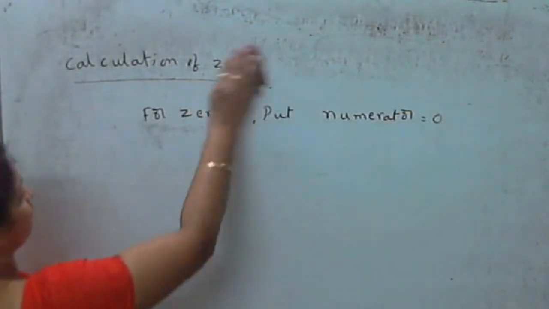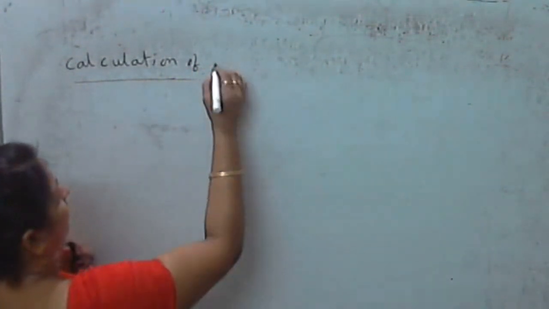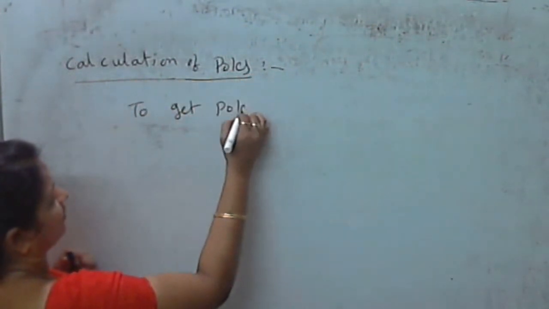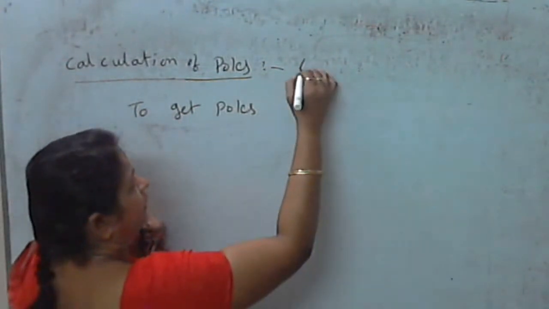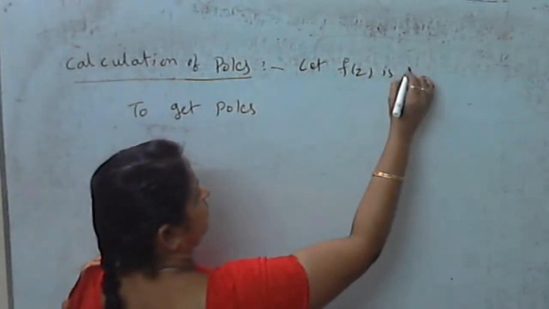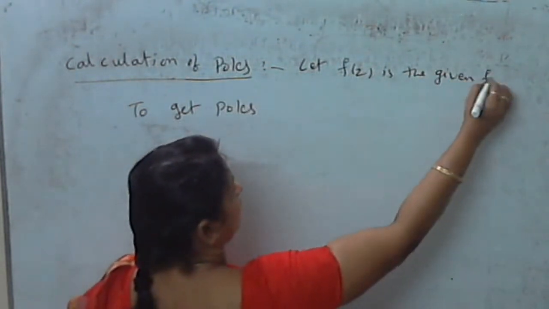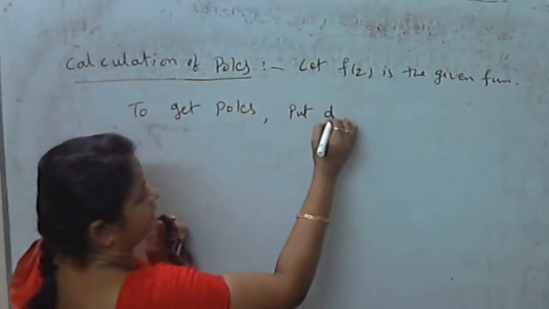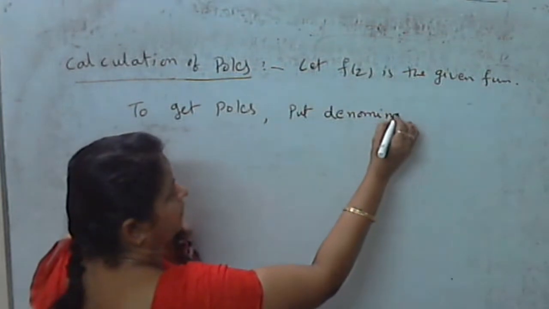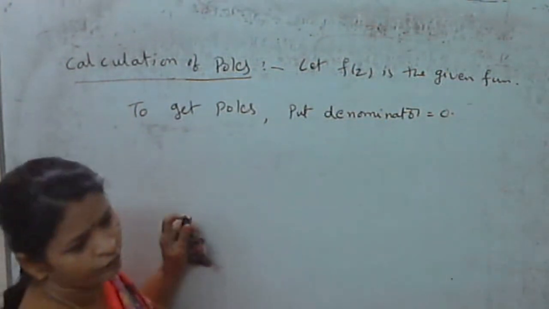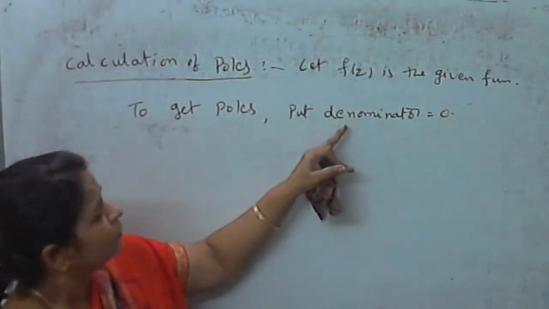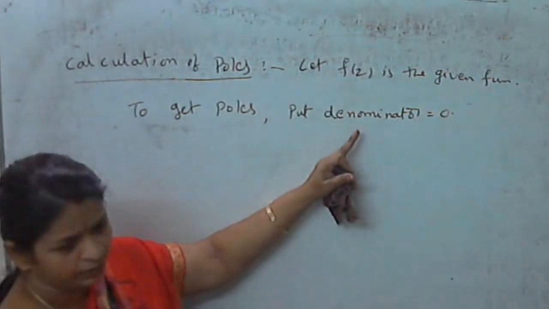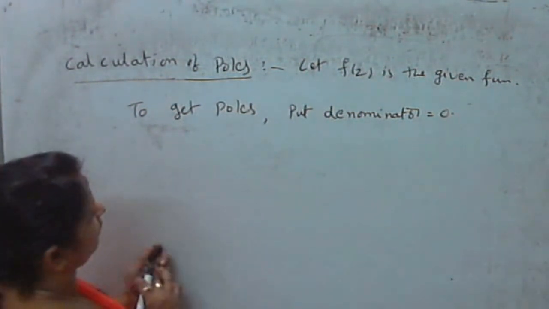Next, calculation of poles. To find the poles from the given function f(z), put the denominator equal to 0. So if you want to find the poles of a function, you can put the denominator of the function equal to 0. Then you will get some z values. Those are the poles of the given function.